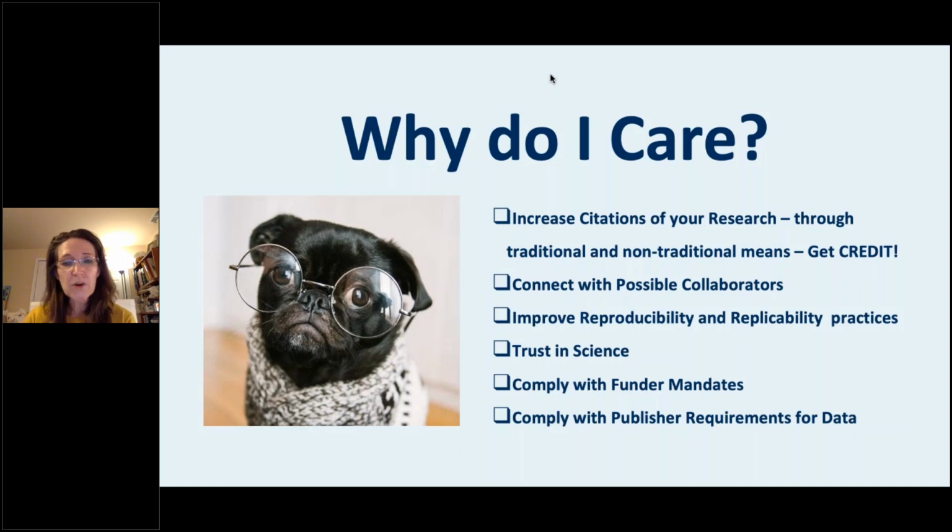We're supporting reproducibility and replicability. We're building more trust in science. Many funders are now requiring that we have our data shared with a citation. And of course, AGU and many other publishers are also requiring that as well.